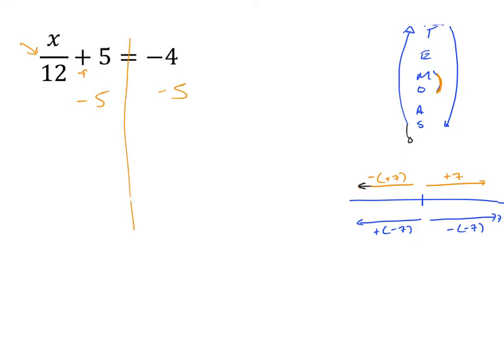Now here's where I expect to see a mistake. I'm going to see people that'll give me -1 on this, or +1. But remember, when we look at this scale, if I'm subtracting a positive, I always go to the left. So that means if I subtract 5, I'm going to go this way. And I'm at -4, so that means 0's over on the right-hand side. So that means I'm going to have -9.